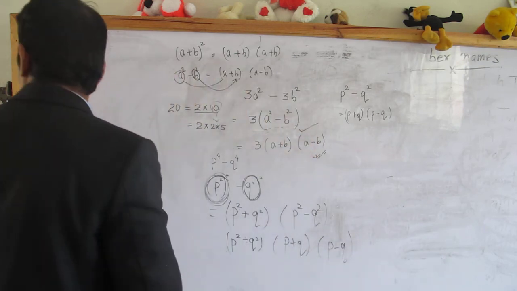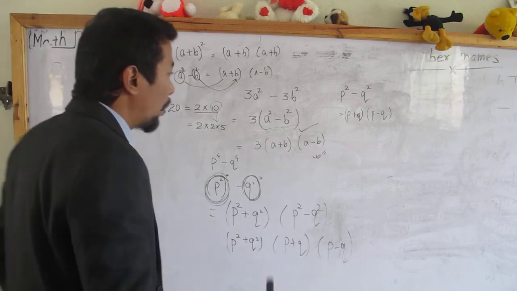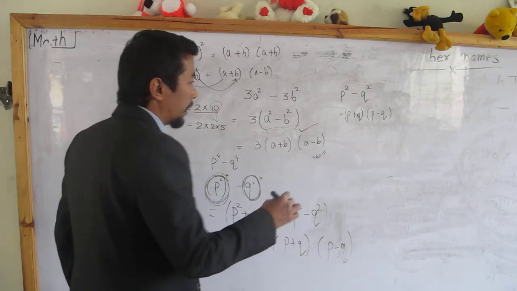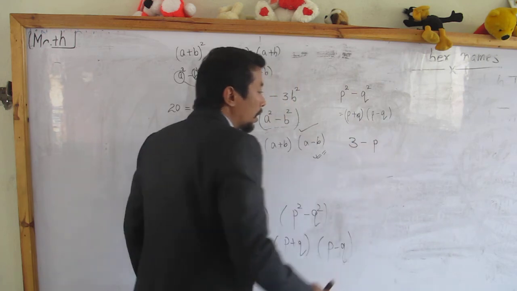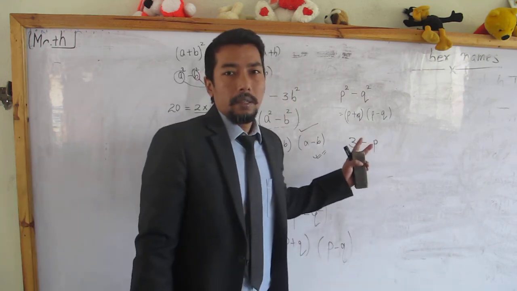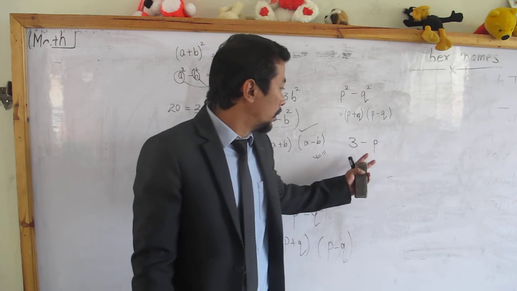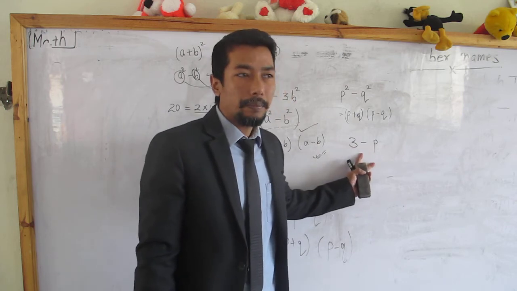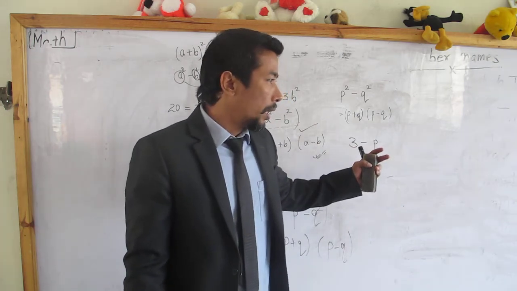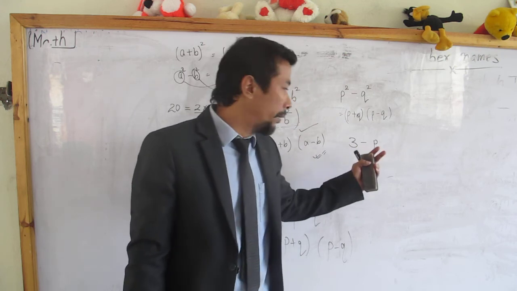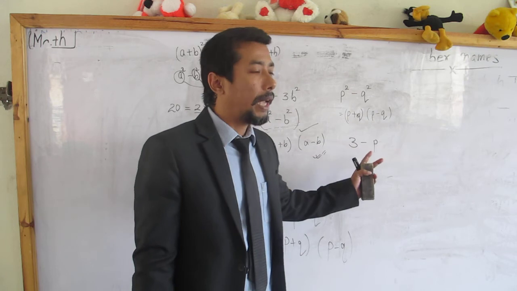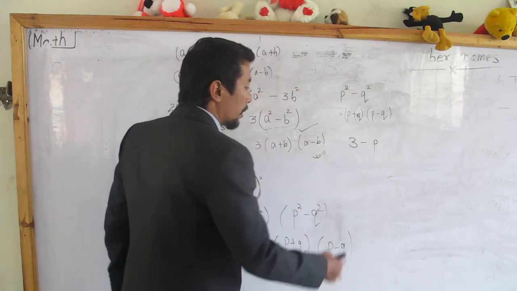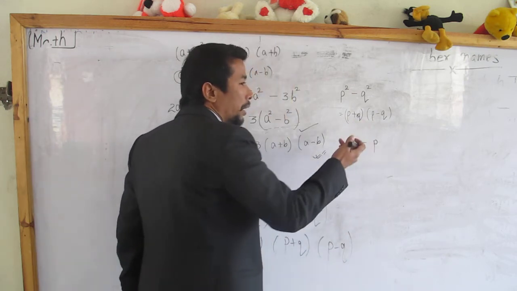Now, these are different types. Now we have one more type, that is, what if we get a question 3 minus p? Back to the same rules. Is there anything common? Is it in formula? Can we change it into formula? It's not in formula. We cannot change it into formula.